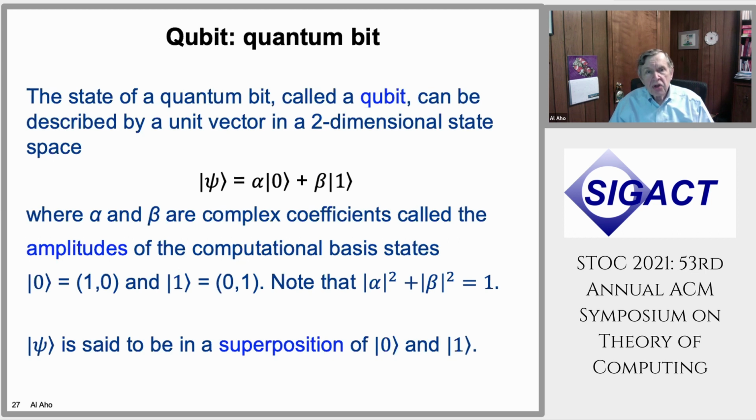This postulate also lets us define the fundamental unit in quantum computing, the quantum bit, called a qubit. A quantum bit can be described by a unit vector in this two-dimensional state space. So here I've shown a two-dimensional vector using Paul Dirac's bracket notation. Those funny brackets are used universally by physicists in quantum mechanics. They're a very succinct way of representing vectors, and I'm going to use them in my talk.